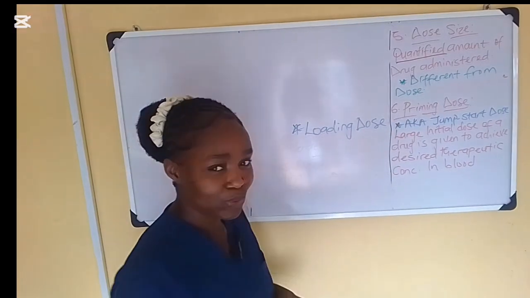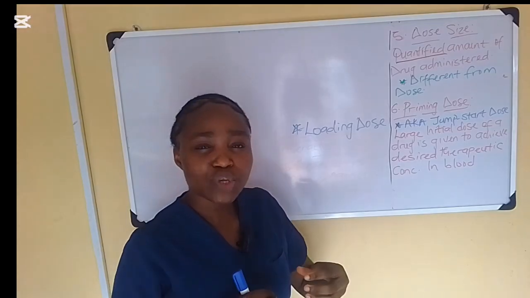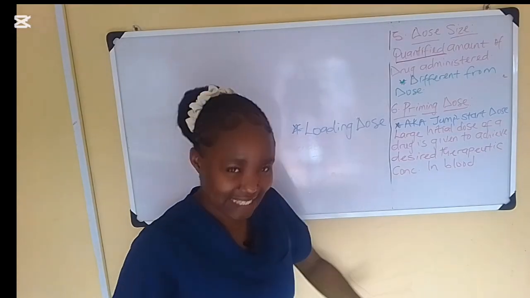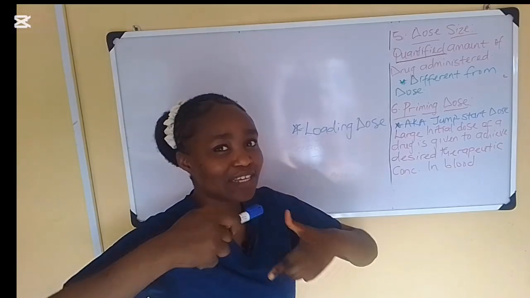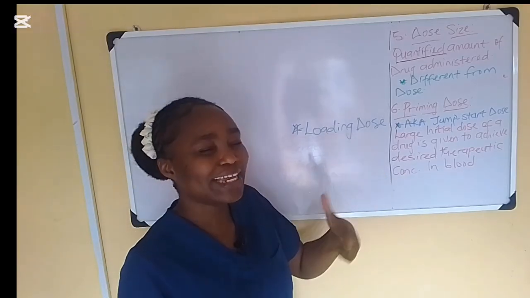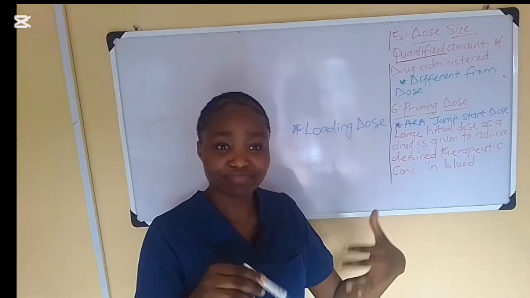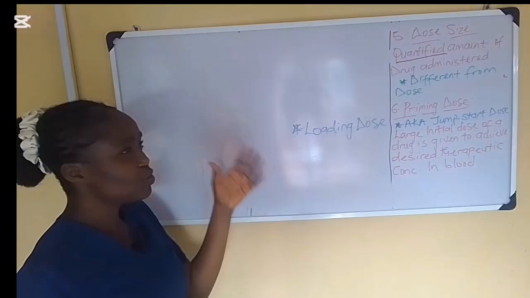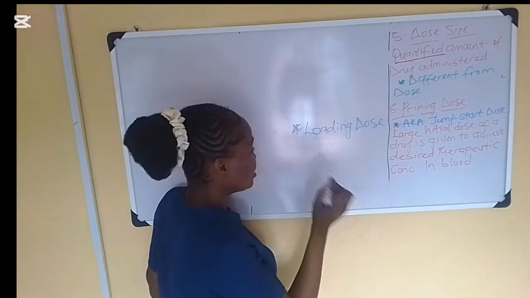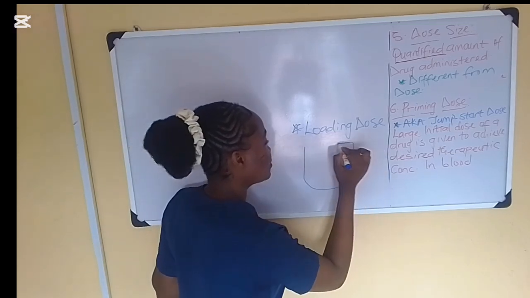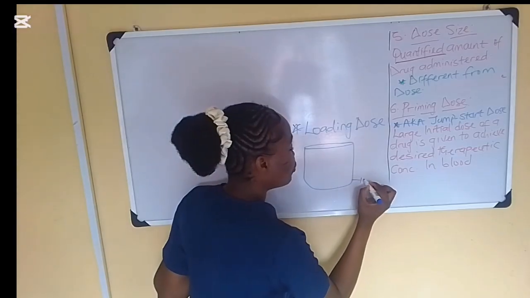Now, what is a loading dose? A loading dose is basically the amount of drug needed to raise the systemic drug concentration to a particular amount in order to produce the desired effect. Now let's bring all this grammar into something very simple. I will use a simple analogy to describe this. Let's imagine that we have a cup of water, and this cup of water is 500 ml.